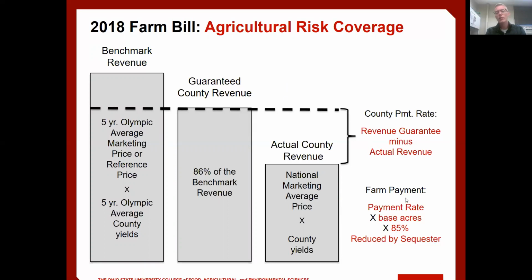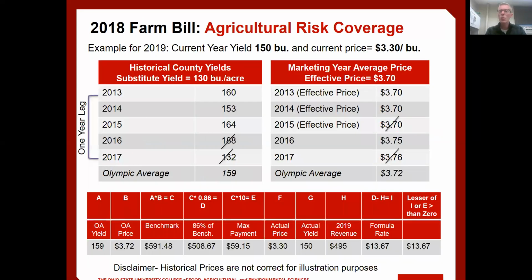And we see here that the farm payment is the payment rate, or the difference between this black line and our gray bar, times the number of base acres that we have on our farm, times 85%, because it's only paid on 85% of our acreage, and then reduced by that 6.2% sequestration. So this is how the ARC County program makes payments, right? Let's walk through an example, illustrate mathematically.